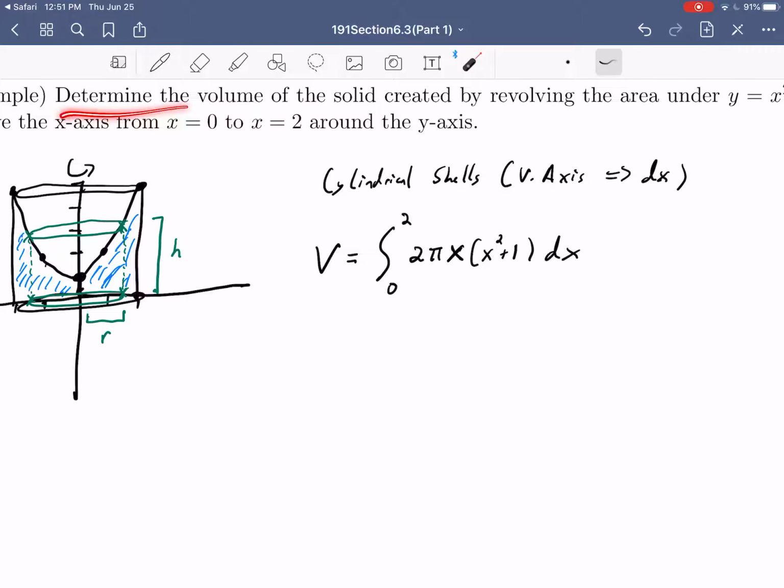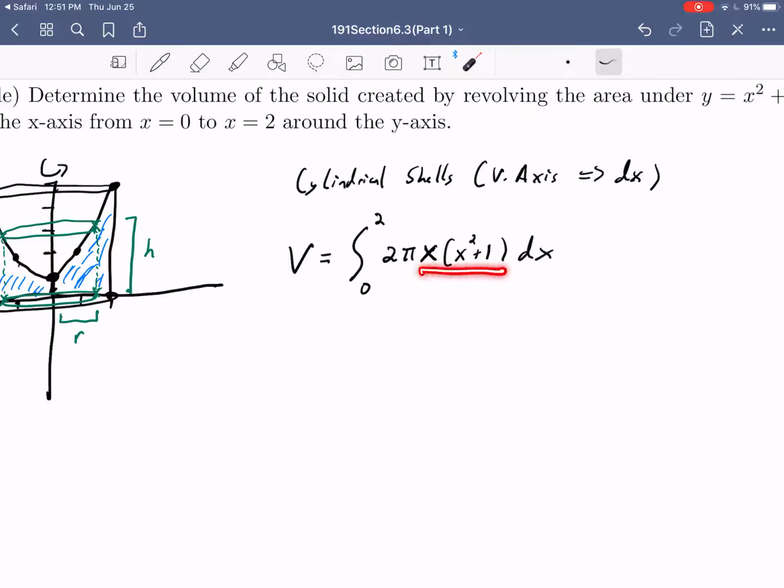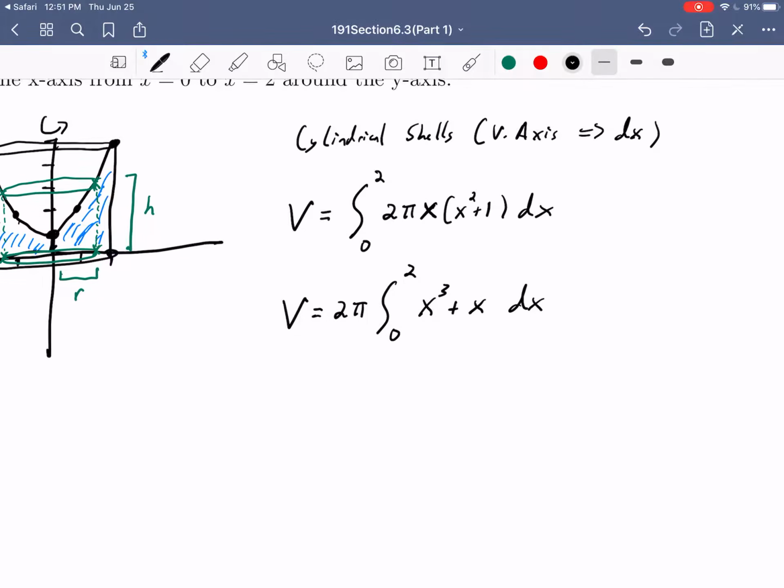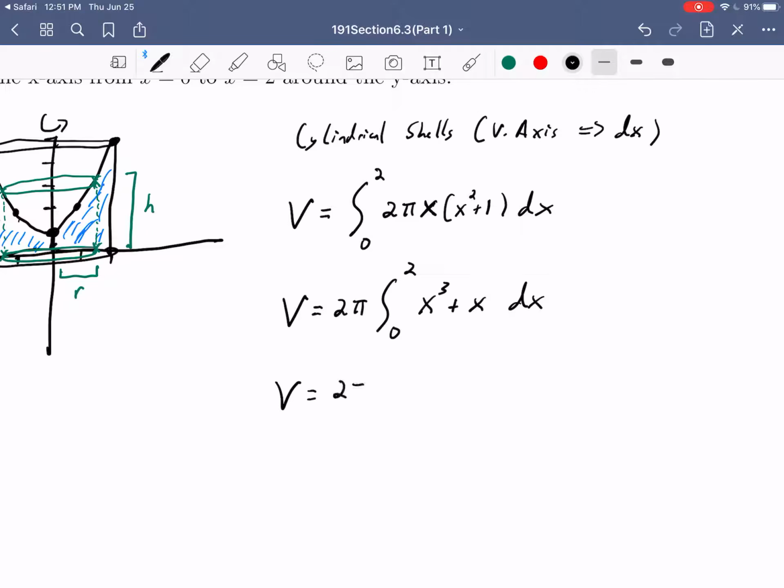Now, this one did say determine the volume, so we actually do need to evaluate this. This is a product, and in general, integrals and products do not mix together very well. So we need to multiply this out so that we can integrate the pieces separately. So if we want, we can factor out the 2 pi and get the integral from 0 to 2 of x cubed plus x dx. Then we can go ahead and integrate that. We have 2 pi, and we get 1/4 x to the 4th plus 1/2 x squared. That's just two uses of power rule, and then from 0 to 2.